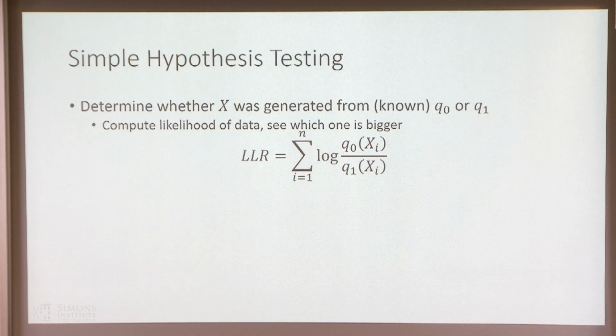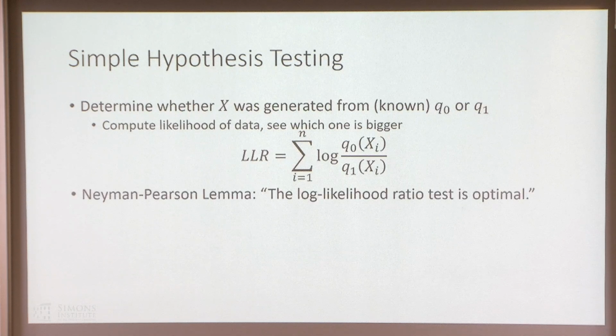And this is a very well understood problem in classical statistics, in the sense that there's what's known as the log likelihood ratio test, which looks at this quantity here, which I won't parse for you. But the Neyman-Pearson lemma, one of the most classical results here, says that this log likelihood ratio test is optimal.